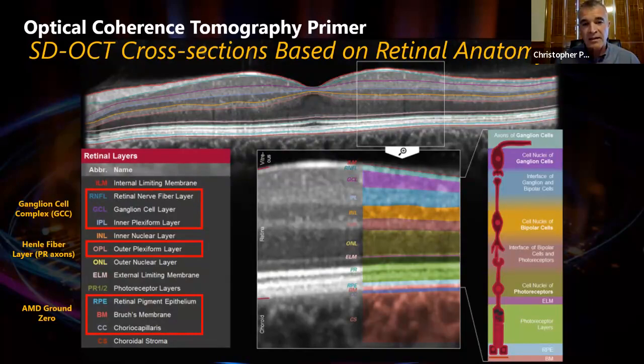So looking at that spectral domain cross-section, it's really the Henle fiber layer that we're going to spend some time on today, because the Henle fiber layer is the OPL in the macular region, and that's really the dense concentration of the photoreceptor axons. So that is where a lot of the mitochondria are going to live. And you're going to start to see that when we get into AMD ground zero, I'm going to ask everybody to maybe rethink a little bit of what we think of as epidemiology and risk factors when it comes to early subclinical development of age-related macular degeneration.